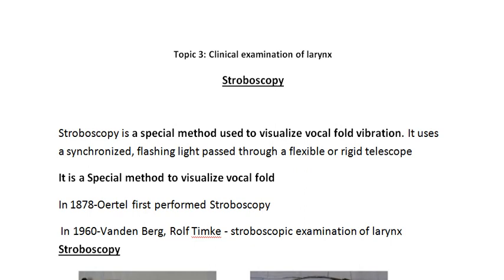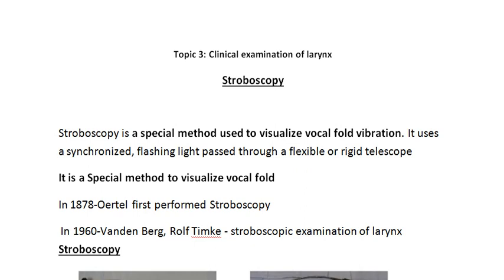Today's interesting topic is clinical examination of the larynx by stroboscopy. So what is a stroboscopy? It is a special method used to visualize the vibrating vocal folds. It uses a synchronized flashing light passed through a flexible telescope or even a rigid telescope.